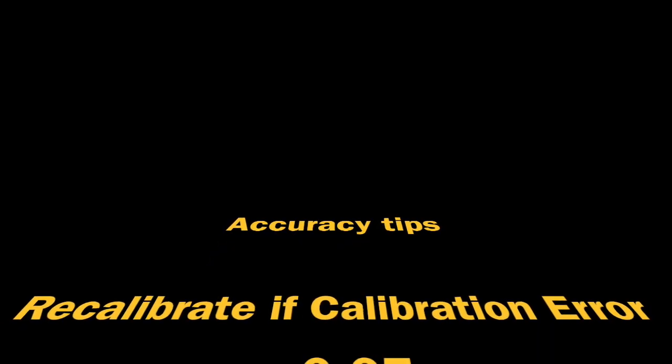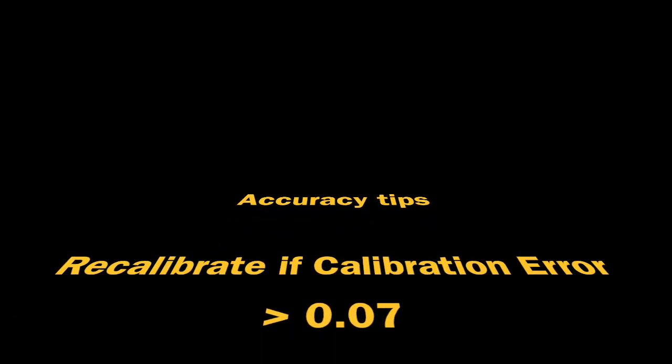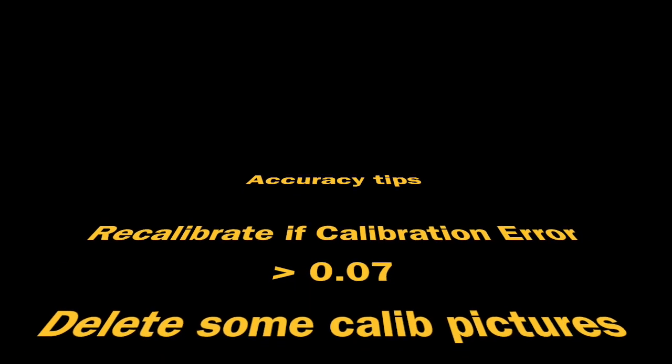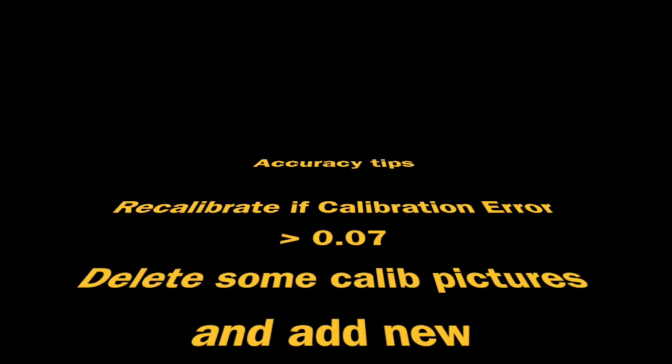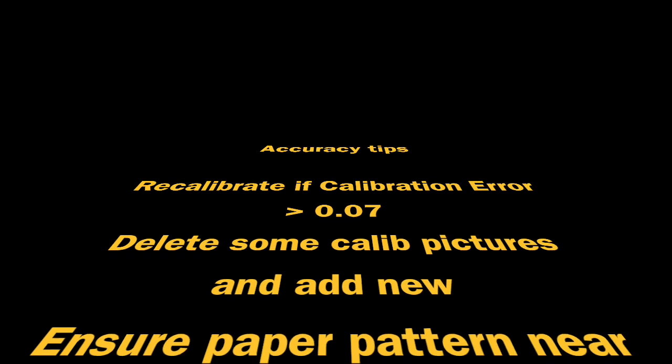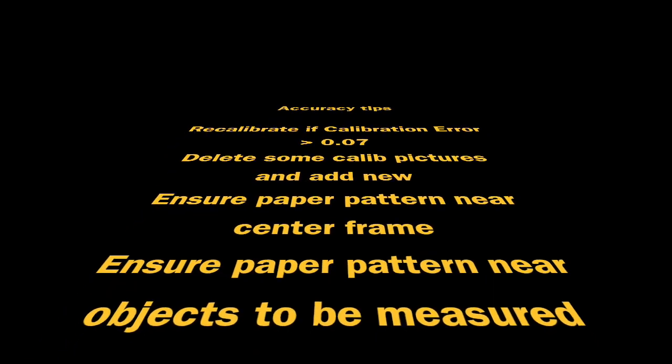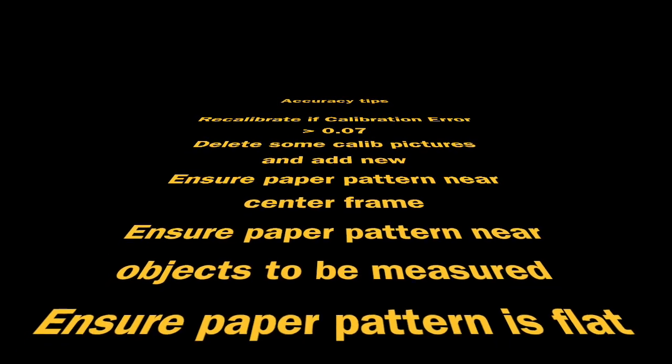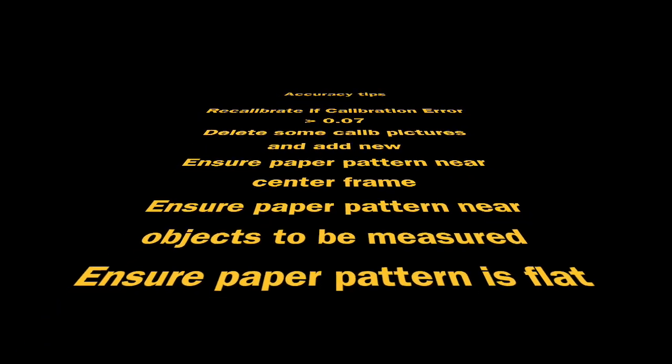Okay. Lastly, here are some tips to increase accuracy. If your calibration error is greater than 0.07, then recalibrate. Delete some calibration pictures by swiping them to the left and touching the red button, and add new calibration pictures and recalibrate. Ensure the paper pattern is near the center of the frame. Ensure the paper pattern is near your objects to be measured. Ensure your paper pattern is flat.